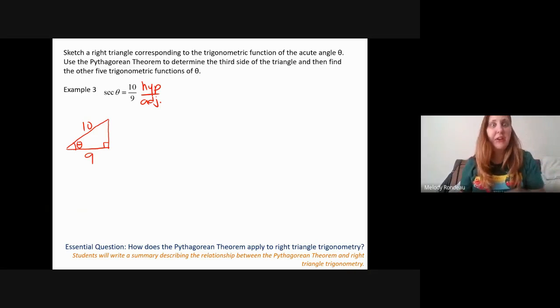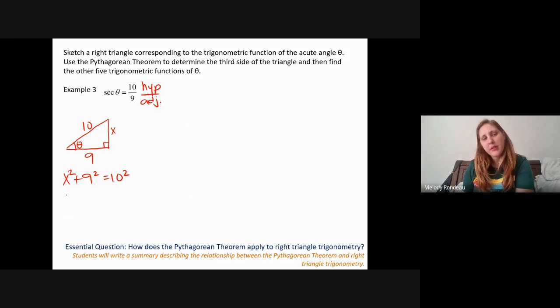So sorry. All right. And then again, on this one I'm missing my opposite side. I'm going to do Pythagorean theorem once again. x squared plus 9 squared equals 10 squared. That's x squared plus 81 equals 100. Then I would subtract 81.